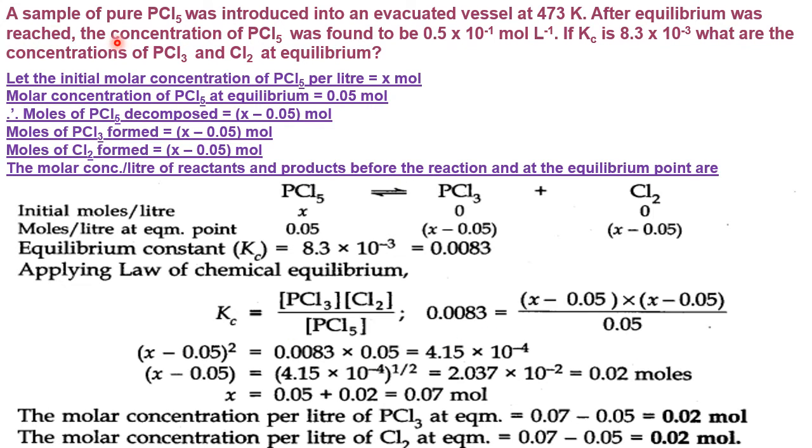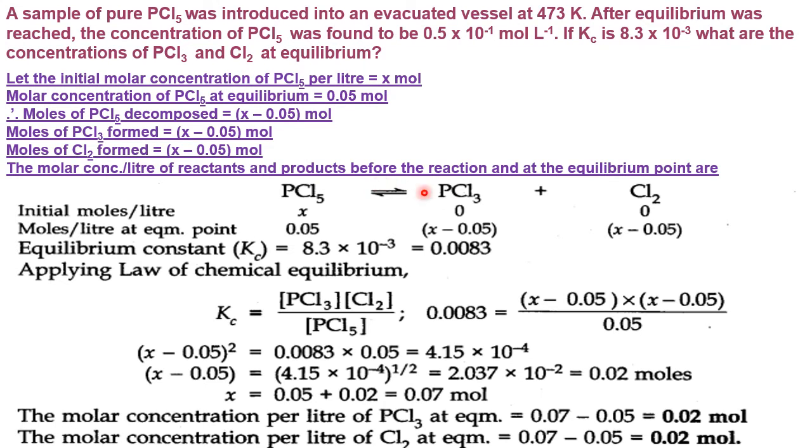A sample of pure PCl5 was introduced into an evacuated vessel at 473 Kelvin. After equilibrium was reached, the concentration of PCl5 was found to be 0.5 into 10 to the power minus 1 mole per liter. If Kc is 8.3 into 10 to the power minus 3, what are the concentrations of PCl3 and Cl2 at equilibrium?